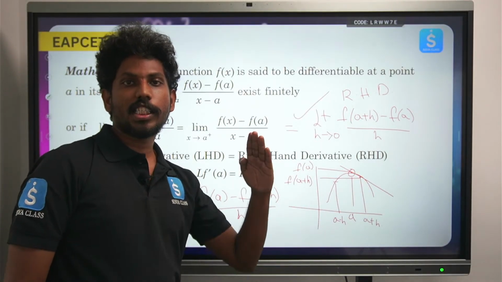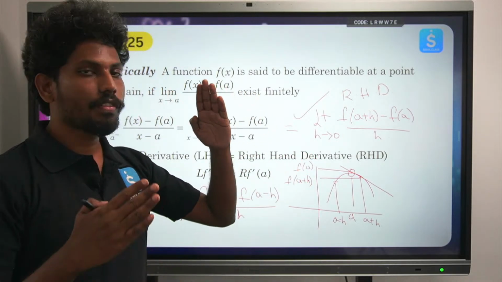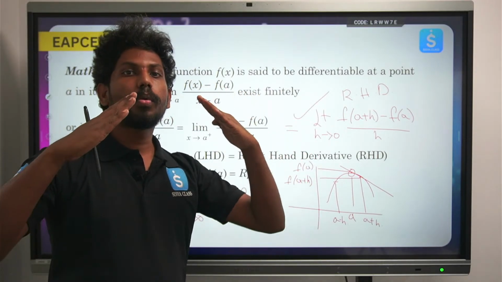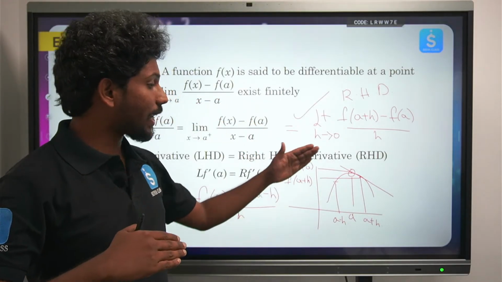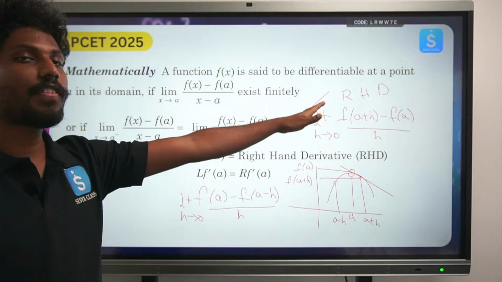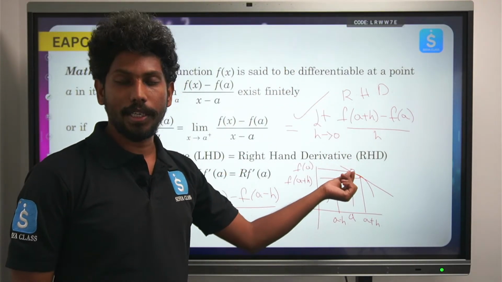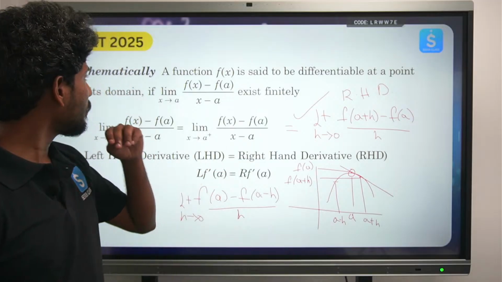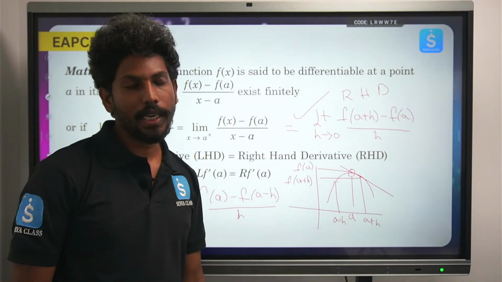When drawing tangents to the curve from the left side, and from the right hand side also, if the slopes of the tangents from both the left hand side and the right hand side are equal, that means they are approximating the same value, then we can say that the curve is differentiable at this particular point. Okay, so this is nothing but the differentiability of a point on a curve, right?